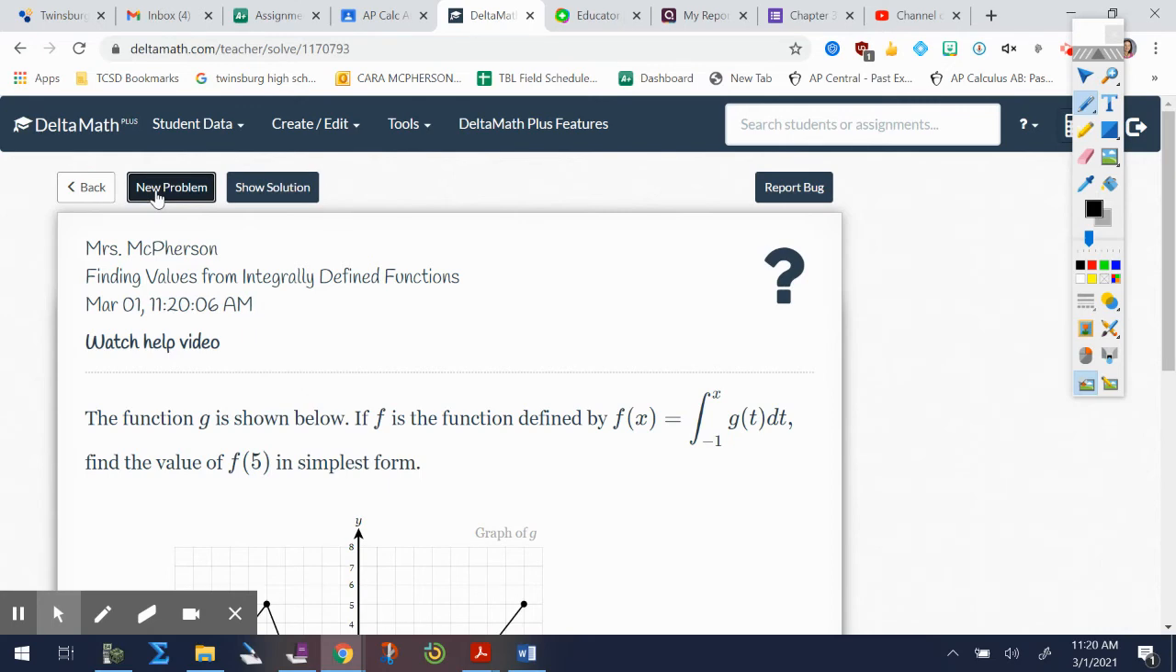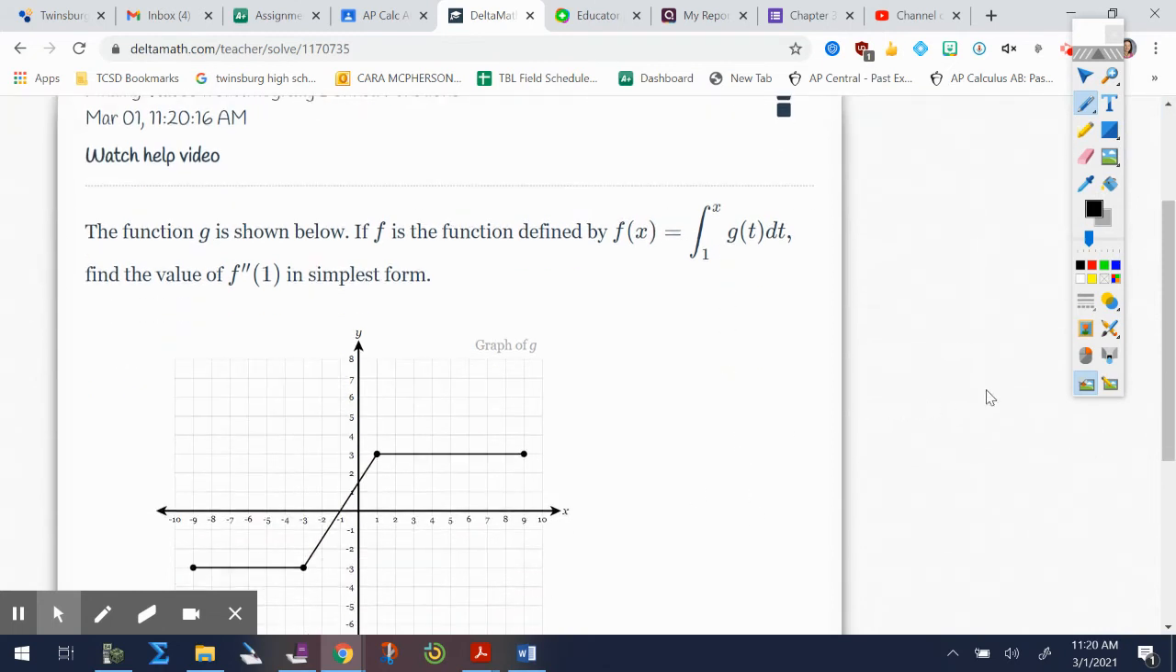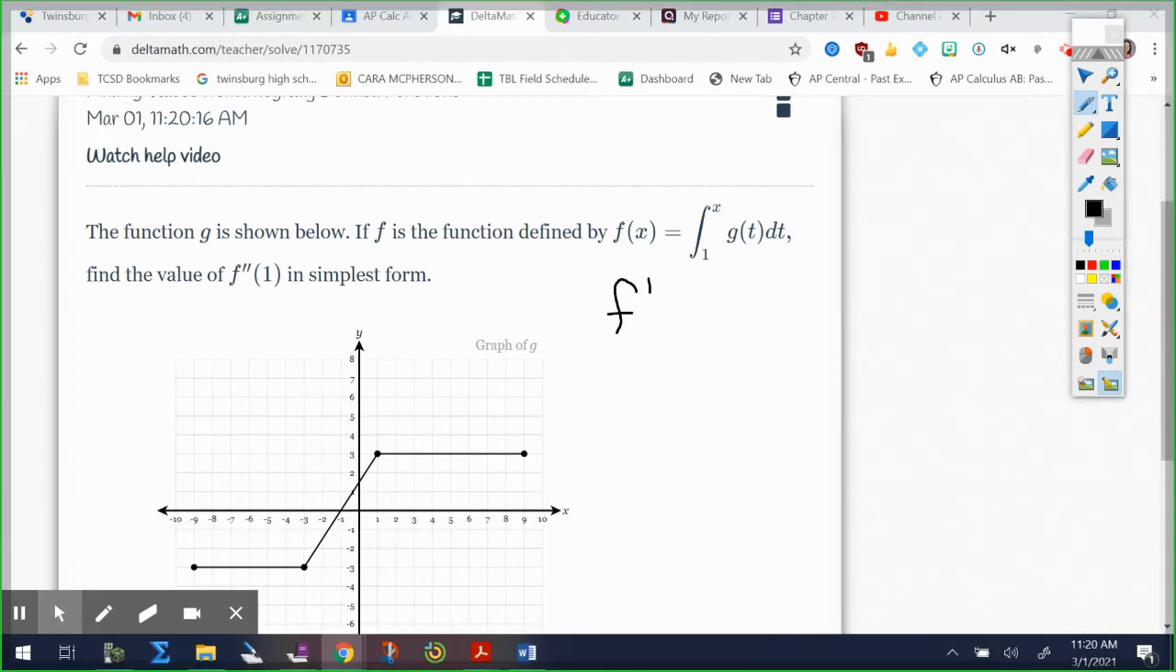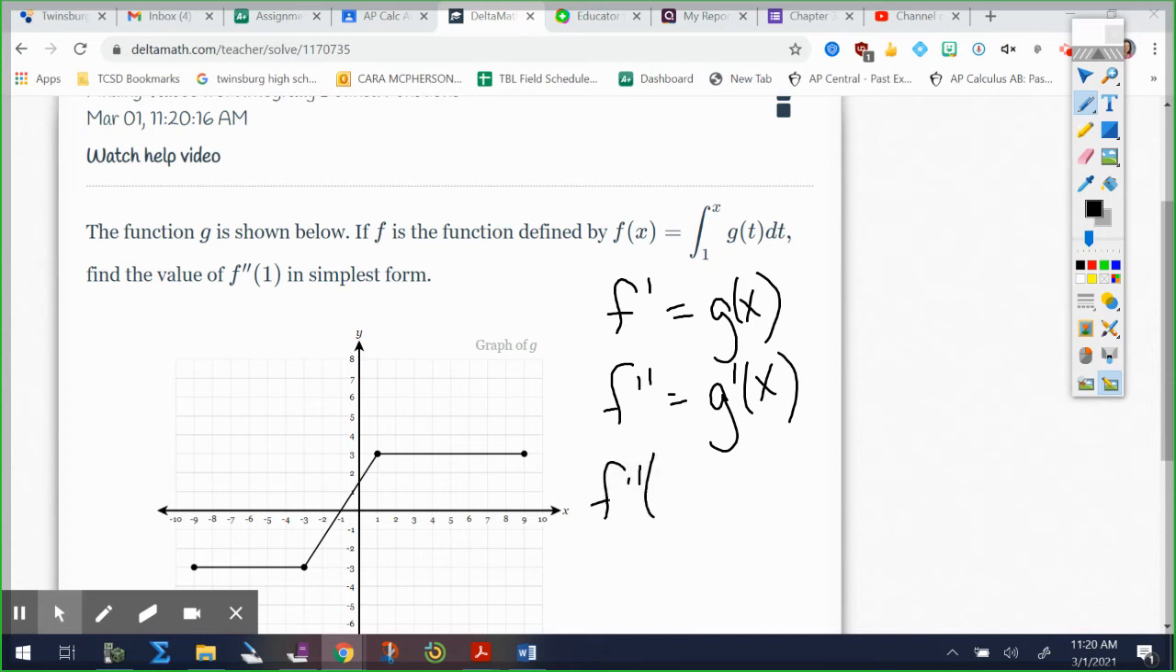And then the last type is when they ask you for a double prime. Let me find one. Here we go. Oh, that one's too easy. Let me find another one. There we go. So this one, if I take the first derivative of f, I'm going to get g of x, because the derivative and integral will cancel, and I'm just going to put the x in place of the t. If I derive again, that's going to give me g prime of x. So that's what we're looking for. We're looking for f double prime of 1, which is the same thing as g prime of 1.